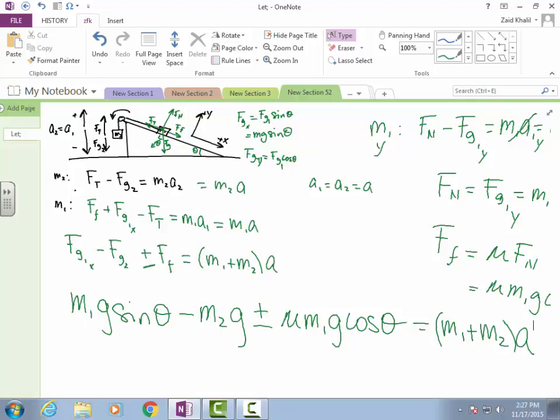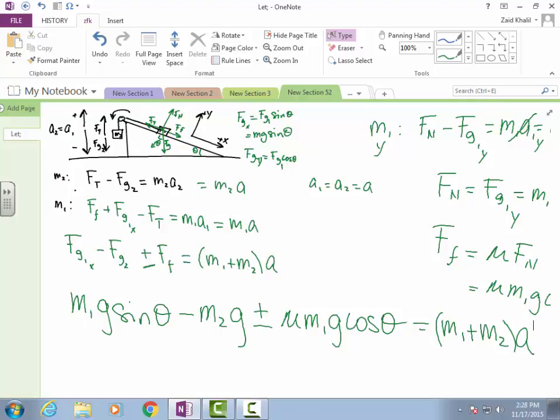Well, think about it. Mu mg is mu Fn for something that's on a table, right? Because Fn equals mg. So we get the weight, Fg, minus the force of friction. Is there any other forces on the system? No. So it reproduces the table Atwood.